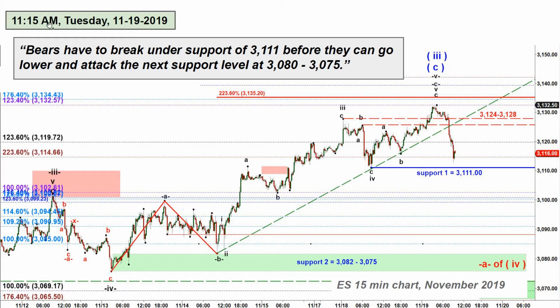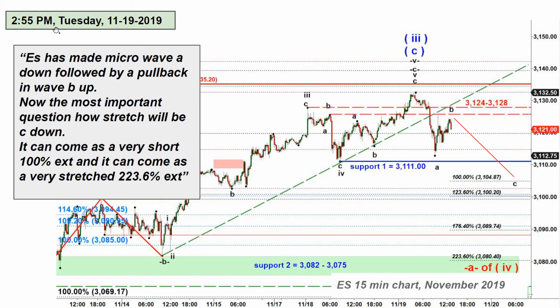At 11:15 a.m. Tuesday, I wrote to my subscribers that bears have to break under support of 3111 before we can go lower and attack the next support level at 3080, 3075. I expected that price would come back up and retest those 2 upper trend lines and make a lower high before it attempts to break under that important level of support at 3111. The very same day, 2:55 p.m., we can see that this is exactly what happened.